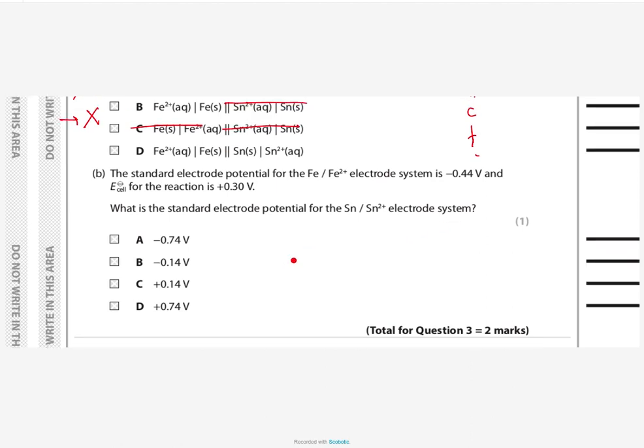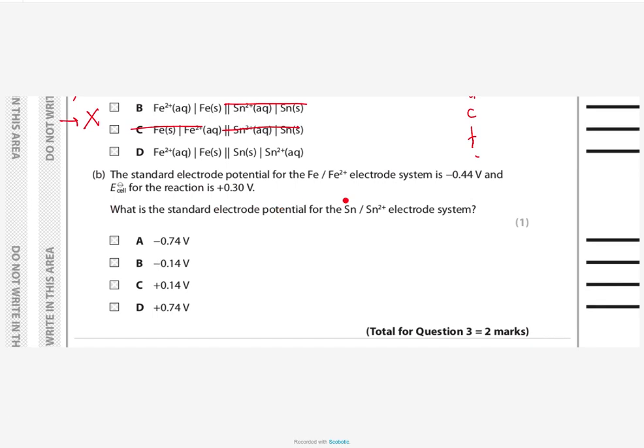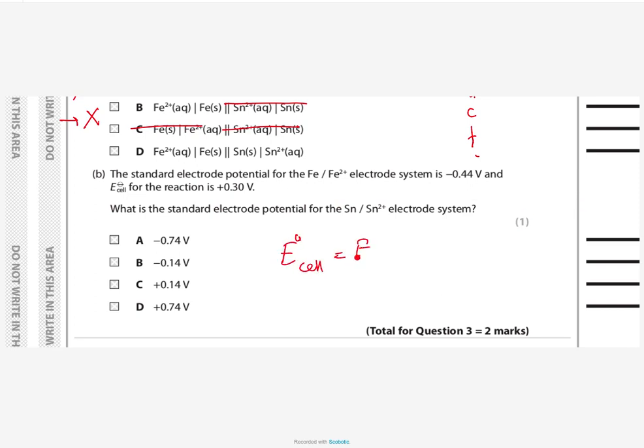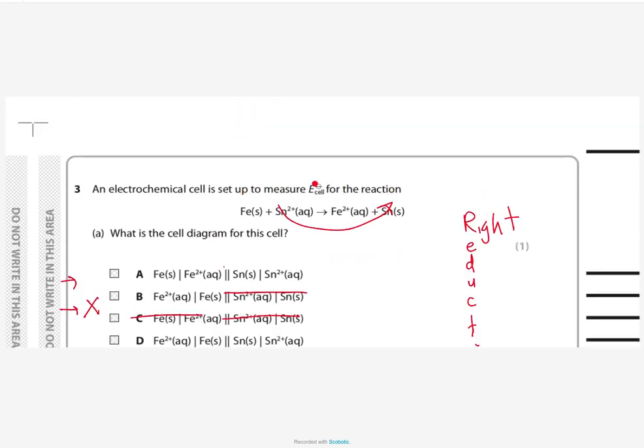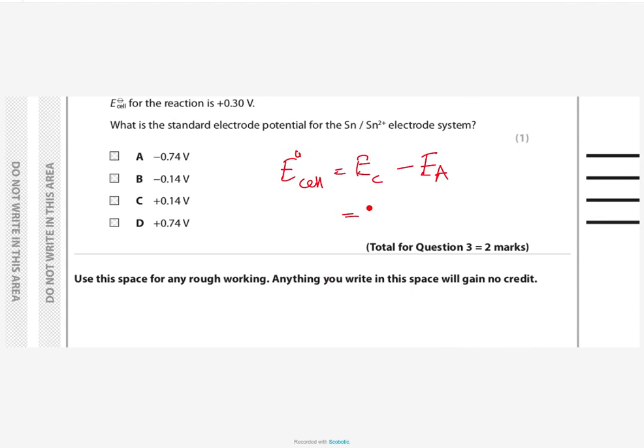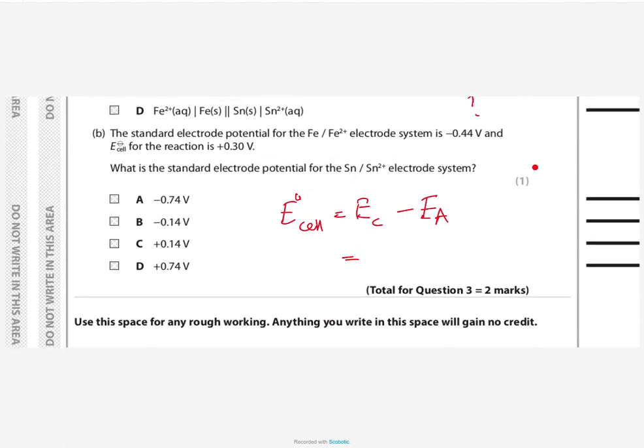The standard potential for the iron system is minus 0.44 volts, and the E cell for the reaction is plus 0.30 volts. What is the standard electrode potential for the tin 2+ electrode system? We know E theta cell is E cathode minus E anode. The cathode is the one where reduction occurs. Which one undergoes reduction here? The tin, sorry, tin 2+ to tin is reduction. So reduction is the cathode. So this is what we need to find.